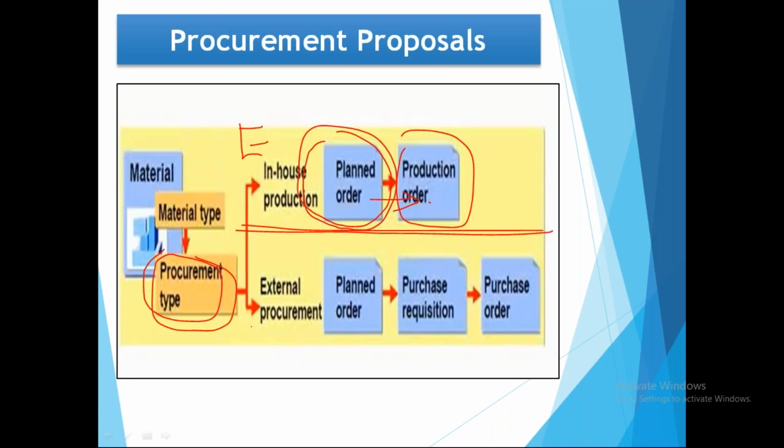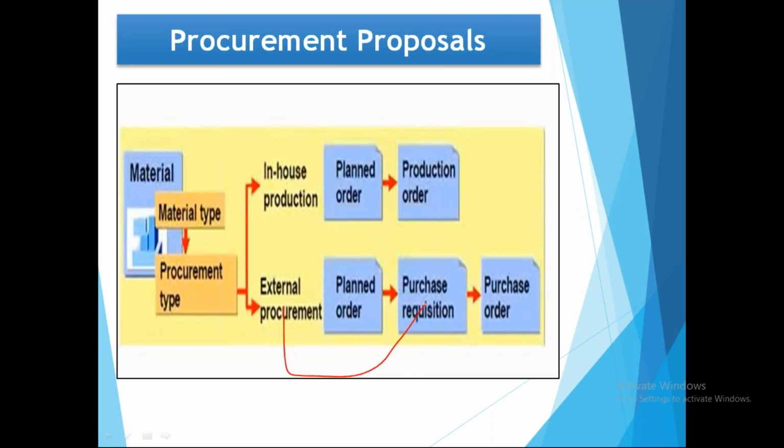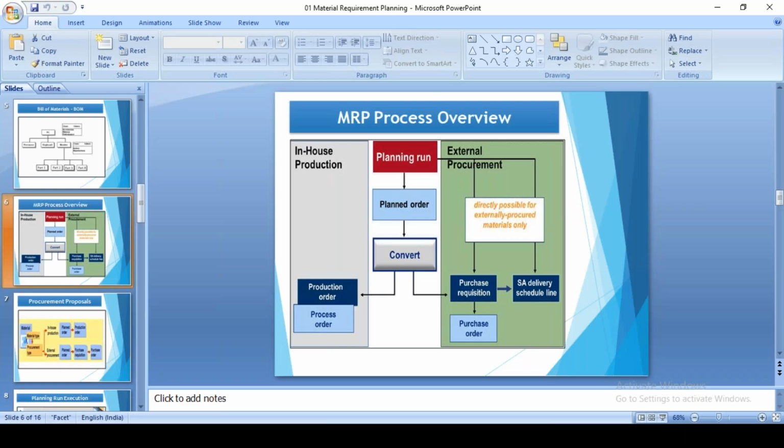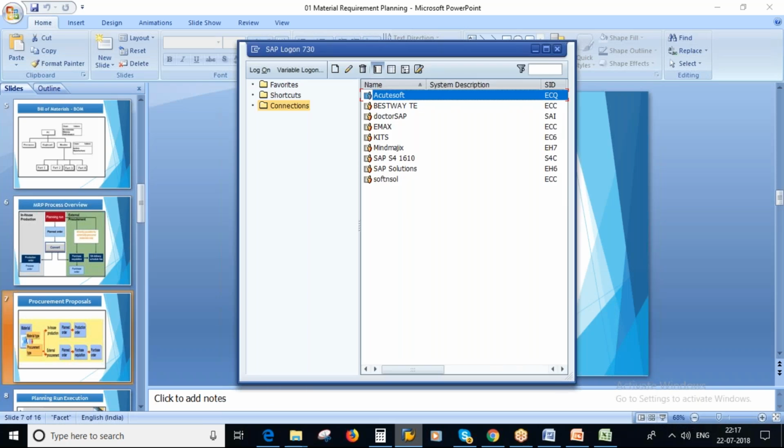Now, if the procurement type is maintained as F, external procurement, system directly generates a purchase requisition, and that purchase requisition is converted to purchase order for procurement. Or sometimes, based on certain setting, you can create a planned order also. That planned order will be converted to purchase requisition and then to purchase order. That is also possible. But most of the time, they will create a purchase requisition directly. Okay, so now where this procurement type is maintained, it is maintained in the material master MRP2 view. I'll show you that. I'll log on to the system.